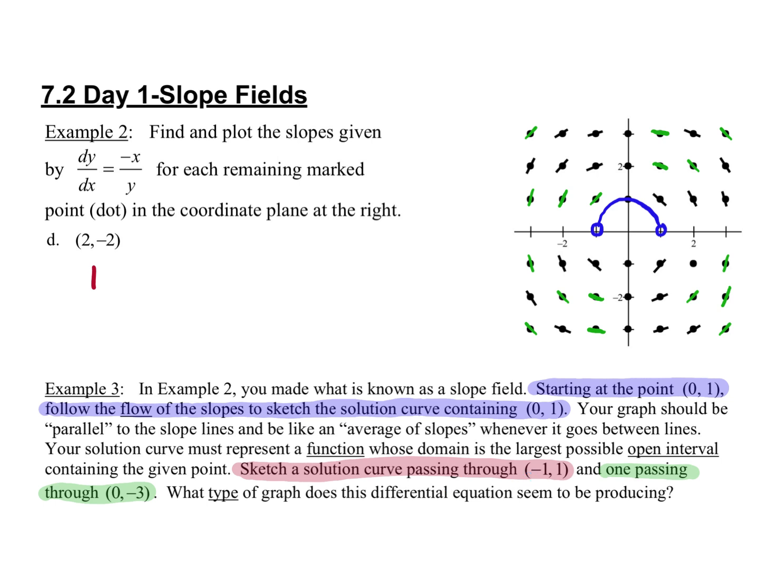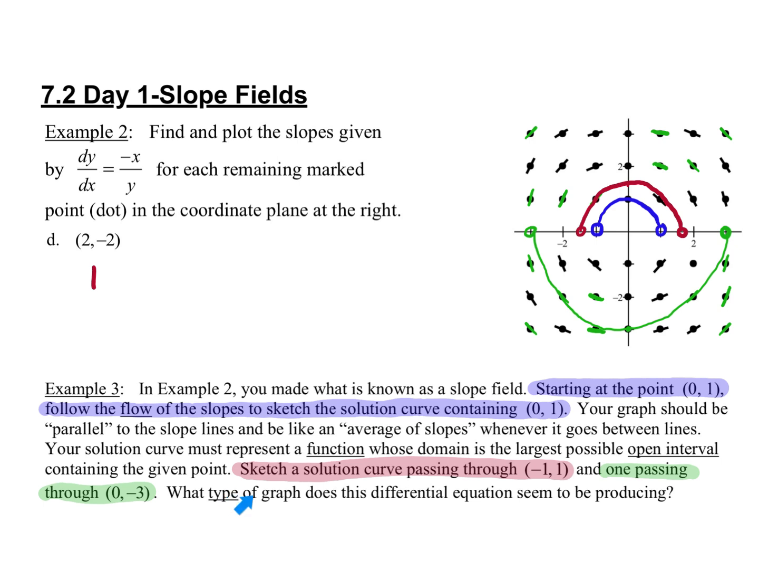All right, do that one through -1, 1. So here's -1, 1. So now draw a solution curve through this point. And if you really want to get crazy, you can do the last one too through 0, -3, which is down here. So here's the one through -1, 1. Should look like that, or close to that. Okay. And then the one through 0, -3 is going to be down here. So now it's going to look something like this. Okay. Again, yours could be off a little bit from mine. That's okay. We're just trying to get the idea.